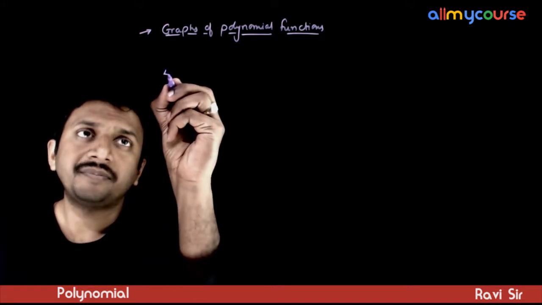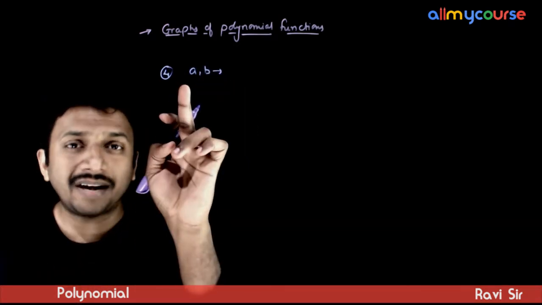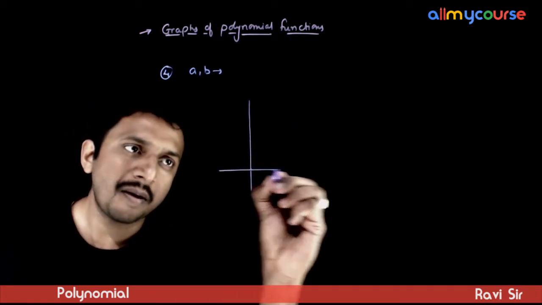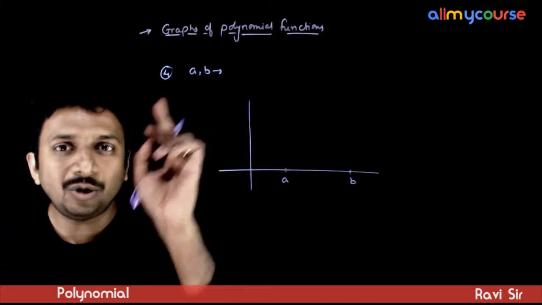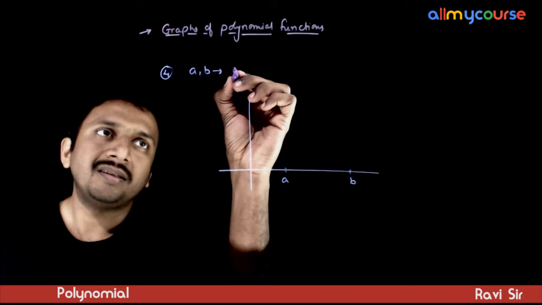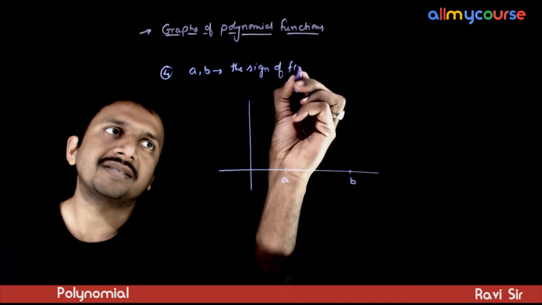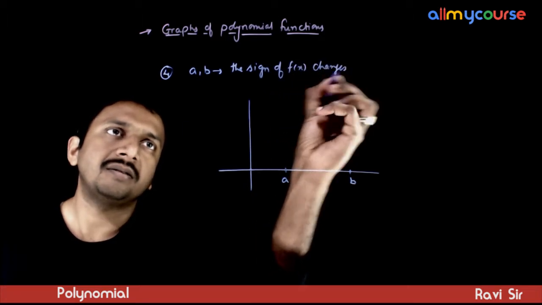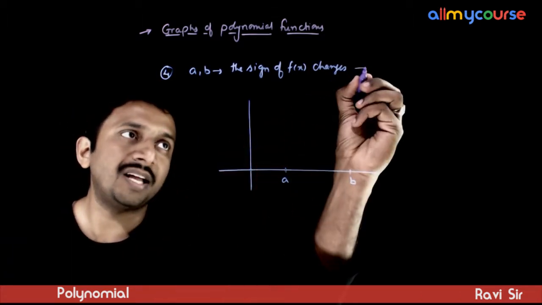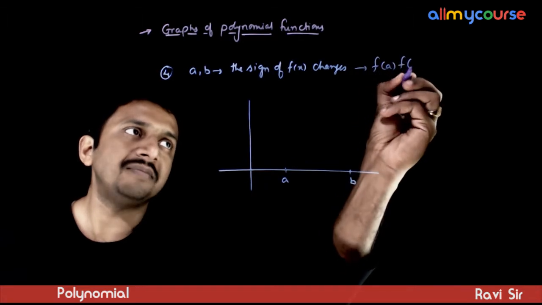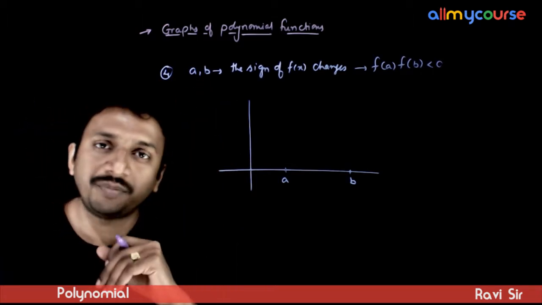Next property is that if at 2 points A and B, let this be the point A, let this be point B. If at any 2 points A and B, the sign of f of x changes. So if between any 2 points the sign of f of x changes, that means if f of A times f of B is negative.